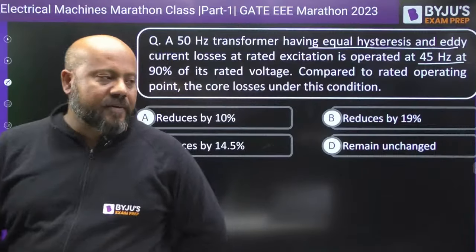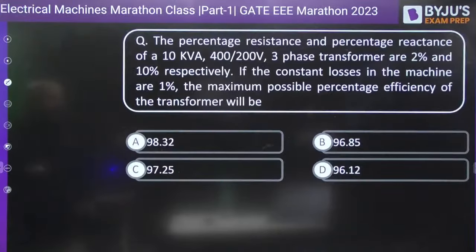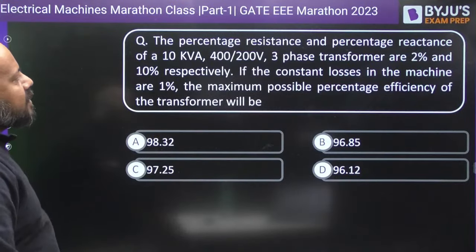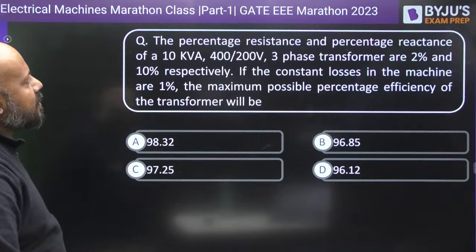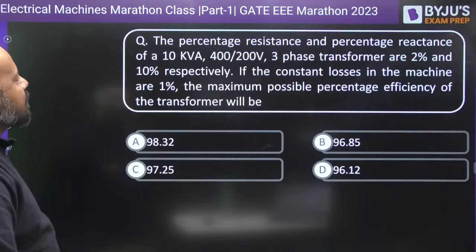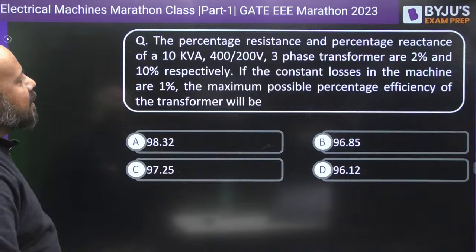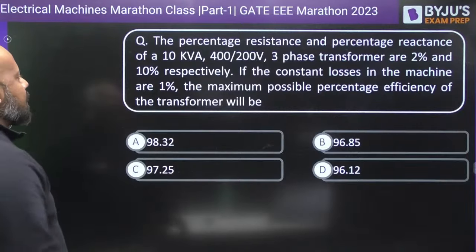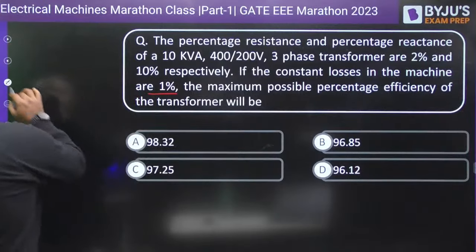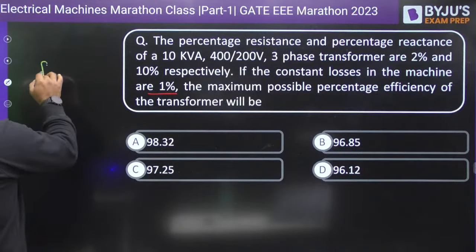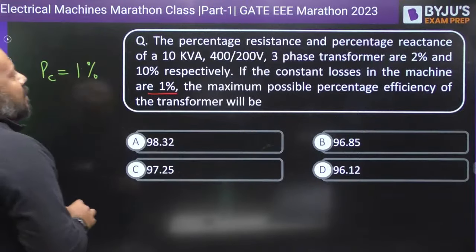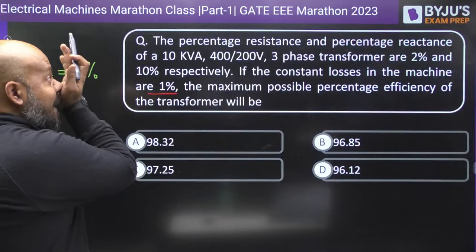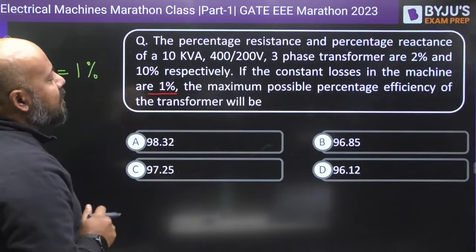Let us see the next question. The percentage resistance and percentage reactance of a 10 kVA 400/200 volts three-phase transformer are given as 2% and 10% respectively. The constant losses in the machine are 1%. It means what? PC is given as 1%, core losses. And percentage resistance is given as 2%.